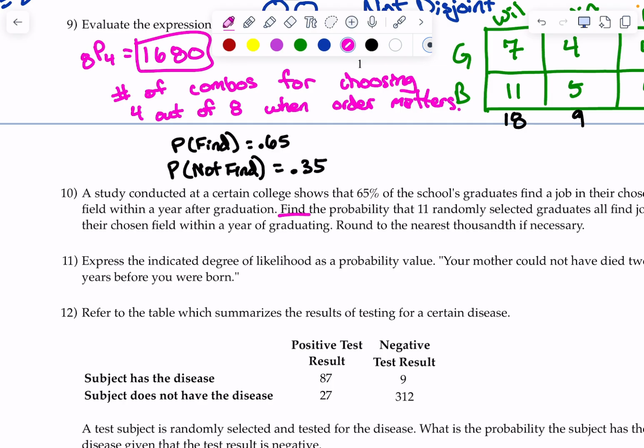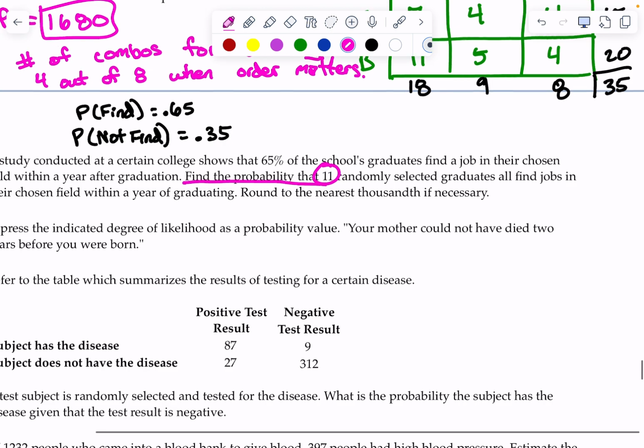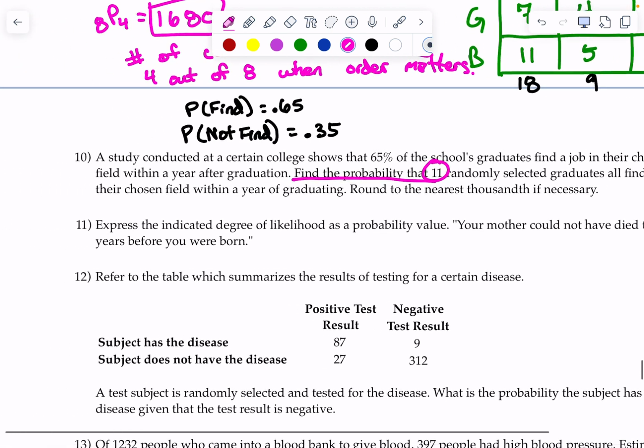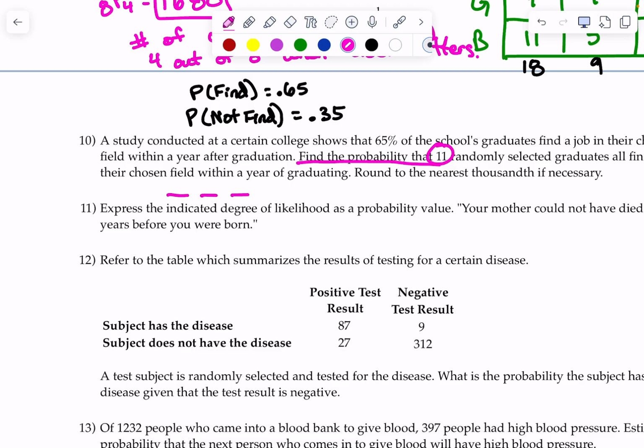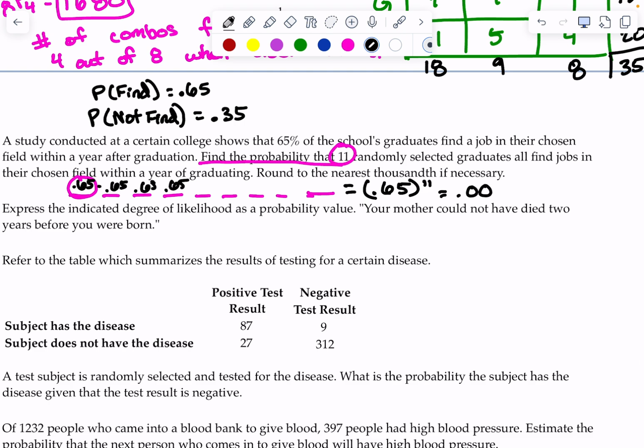All right. Find the probability that 11 randomly selected graduates all find jobs in their chosen career field within a year of graduating. 11 of them. So I have 11 people standing here. What's the chance that the first one gets a job in their career field? 0.65. The second one? 0.65. So what do I do with the 0.65? 0.65 to the 11th power. What's the chance that all 11 of them do? 0.00875.